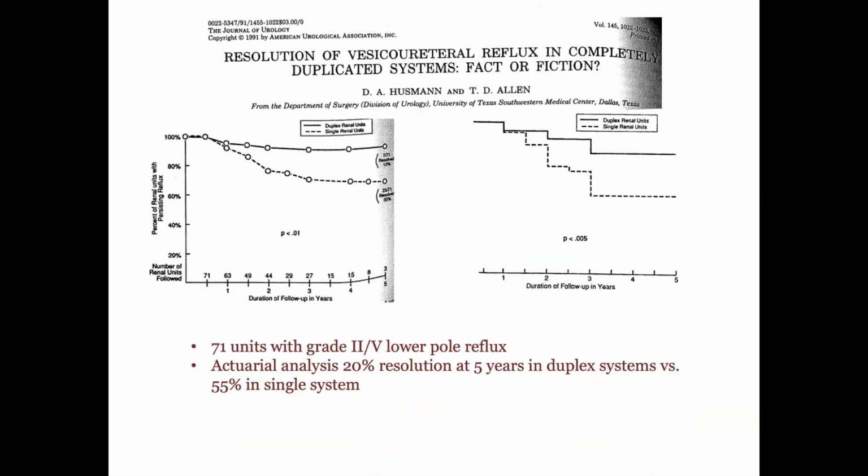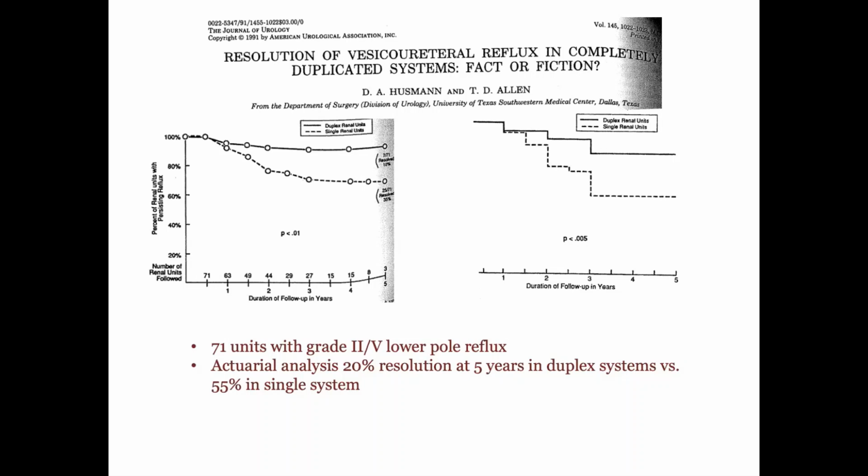This was out of Texas. So basically, they took 71 kids with grade 2 lower pole reflux and compared to 71 patients in their clinic that had grade 2 reflux into a single system. And on the left side, you can see the Kaplan-Meier curve that showed there was some resolution, although there's obviously a difference between single system and duplex system.